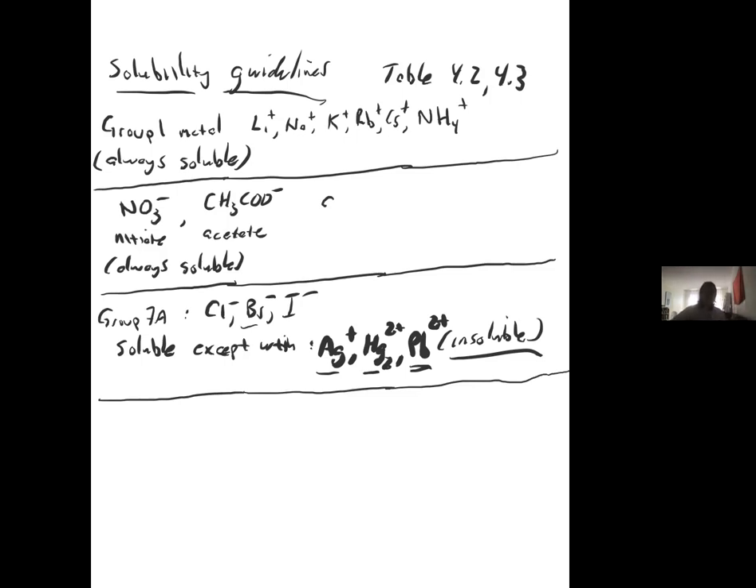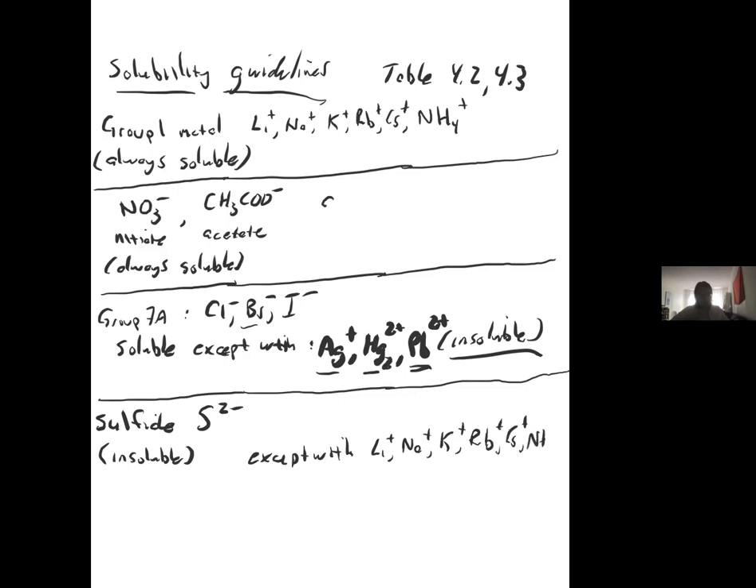So here's another example. Sulfides, which is S2 minus, it's insoluble. And then you have exceptions, except with Li plus, Na plus, K plus, Rb plus, Cs plus, and NH4 plus. So notice what happens is sulfides are insoluble, except if you combine them with this. If you combine them with this, then they're soluble.